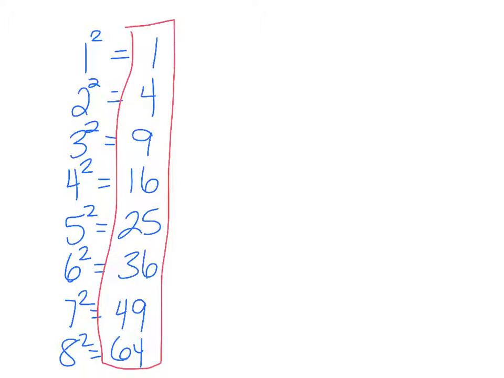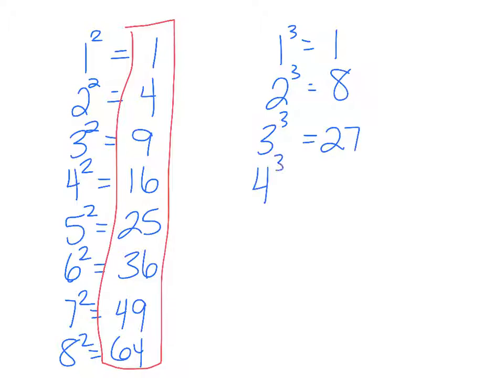Now, I'm also going to do the same thing with the perfect cubes, because we're going to need that later on in the lesson. So if I take 1 and cube it, 1 times 1 times 1 is 1. 2 cubed, that's 2 times 2, which is 4, times another 2 is 8. 3 cubed, that's 3 times 3, which is 9, times another 3, that's 27. So that's a perfect cube. Let's go one more. 4 cubed. 4 times 4, that's 16, times another 4, that's 64. These are all of our perfect cubes.